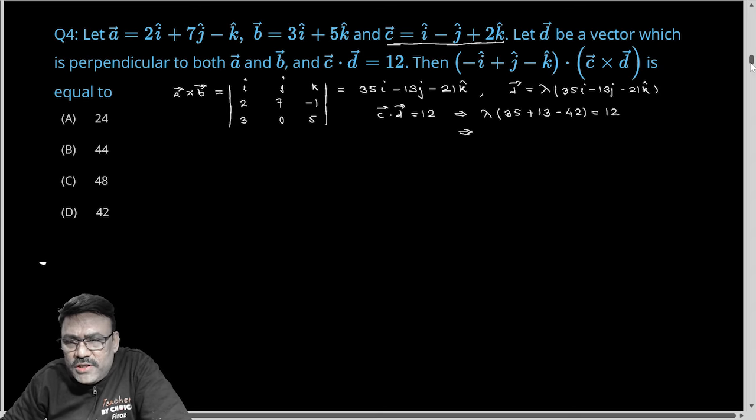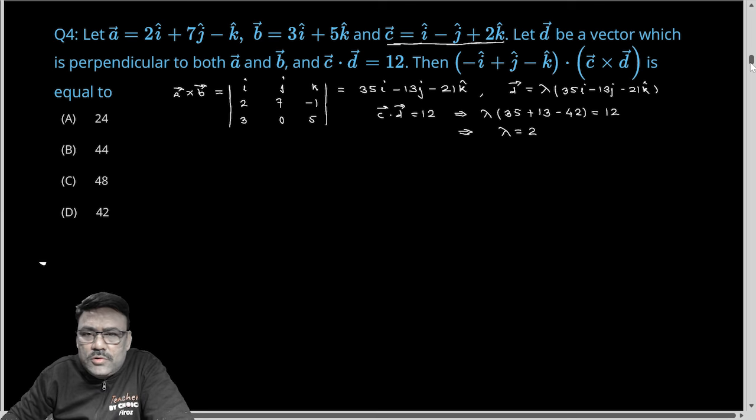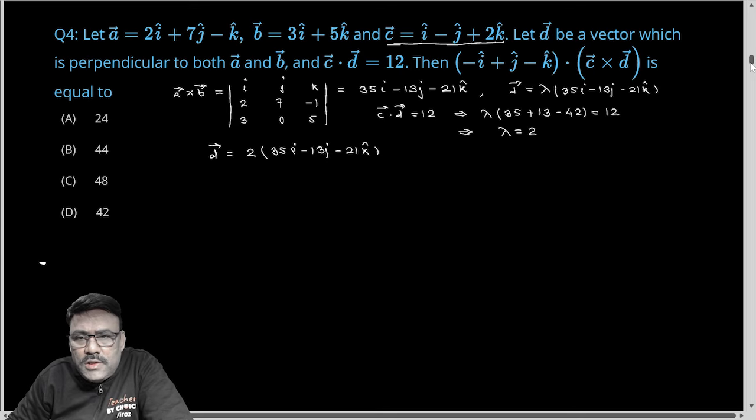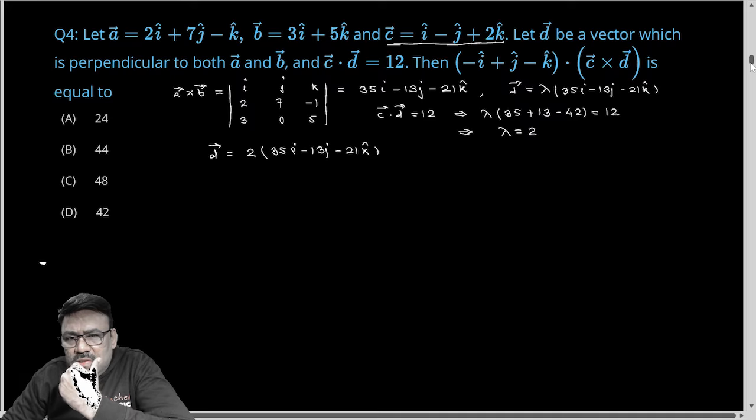So here you are getting 48 minus 42, 6 lambda equals 12, so lambda is 2. Now you know that your vector D is basically 2 times (35i minus 13j minus 21k). And finally they are asking what? The dot product of minus i plus j minus k with C cross D. So this is nothing but the scalar triple product (STP) of the vectors minus i plus j minus k, C and D.